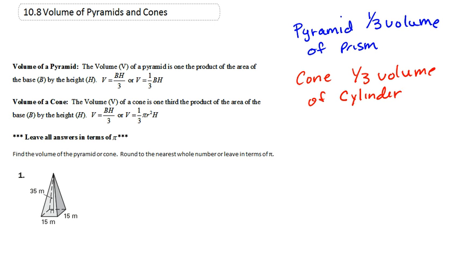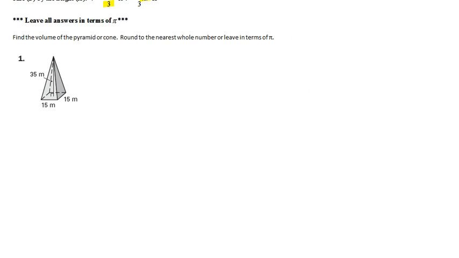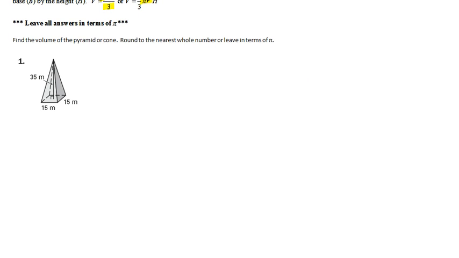So we're going to look at two different formulas here. The formula for finding the volume of a pyramid is base times height divided by 3, or you could do 1/3 times base times height. The volume of a cone is the same, base times height divided by 3, what's different is that the base is pi r squared because our base is a circle. So let's apply this to a couple of different problems.